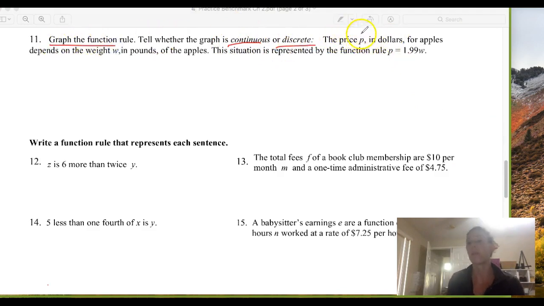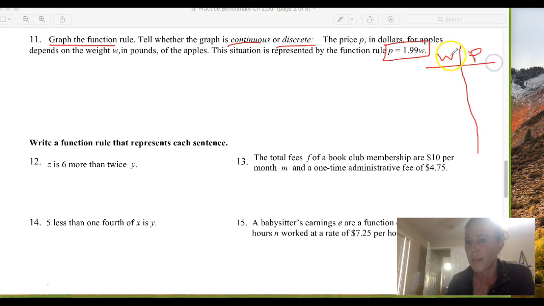So they give you information. The price P in dollars for apples depends on the weight in pounds of the apple. Here's the rule. They give you the rule. So here's how I want you guys to do this. Make a little chart for your rule, an XY chart, or in this case, it will be a PW chart. Your weight will be your X value, because your price for your apples depends on how many apples you buy. So the weight of the apples.